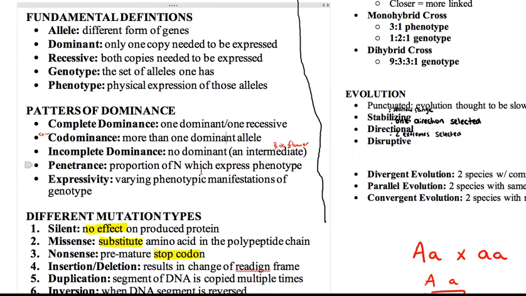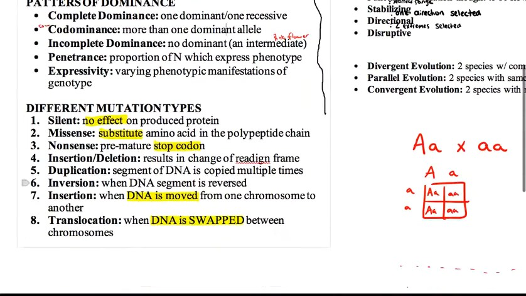Penetrance is the proportion of the population which expresses the given phenotype, and expressivity is the varying phenotypic manifestations in the genotype. Different types of mutations. Silent mutations have no effect on the produced protein. You can have a substitution, but the central dogma is DNA to replication to translation to protein. If your protein isn't changed, then this is a silent mutation. No big deal. Missense is a substitution of an amino acid into the polypeptide chain. Nonsense is a premature stop codon placed in a polypeptide chain, basically a non-functional protein.